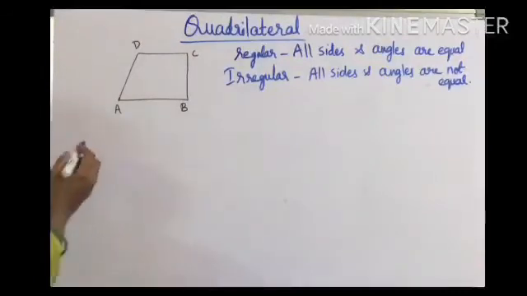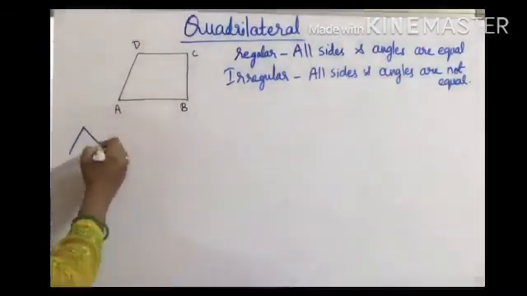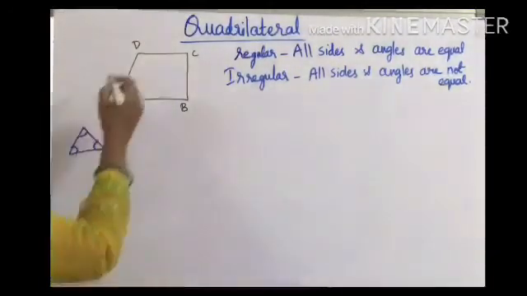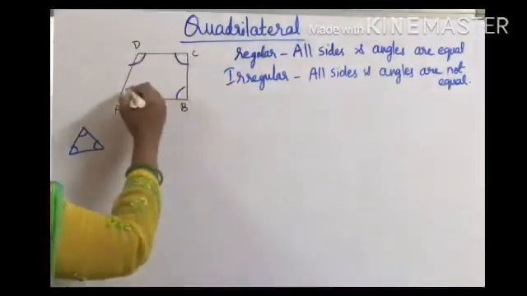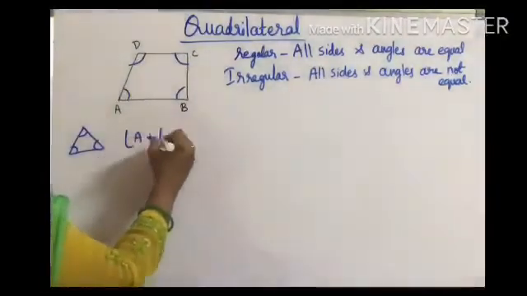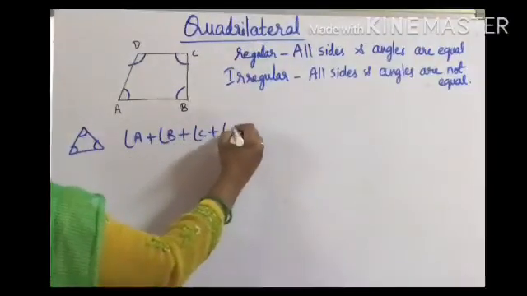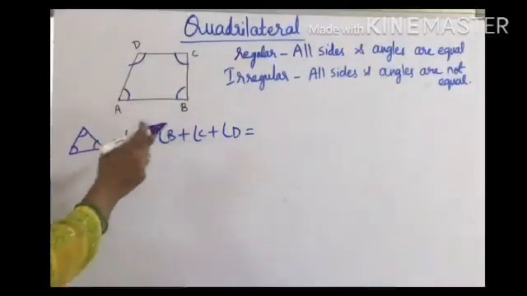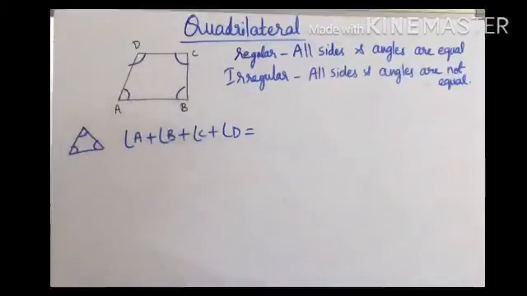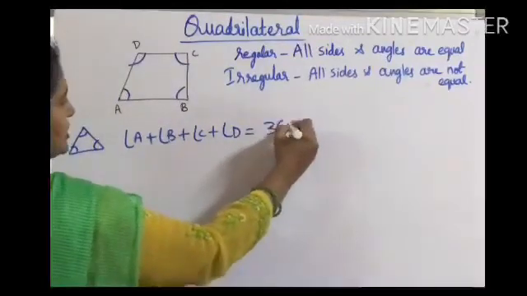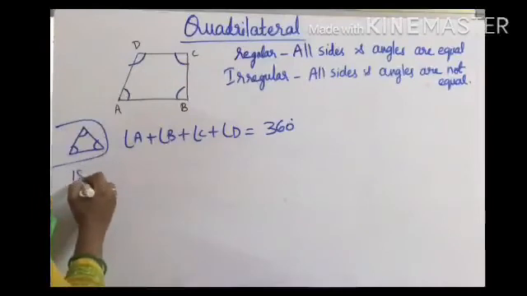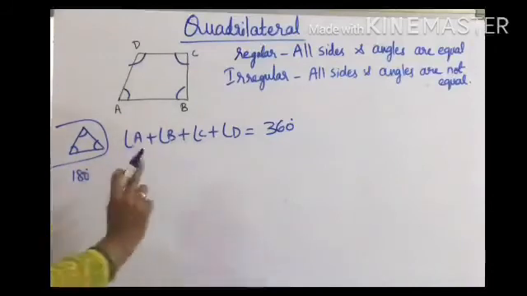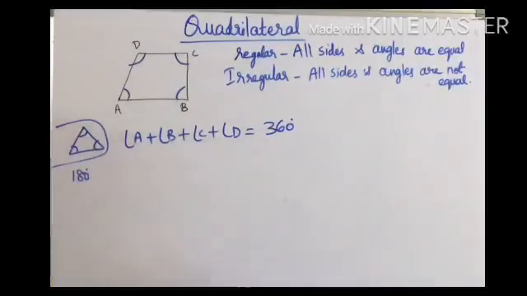And what about these angles? Here, you know in the triangle, sum of the interior angles in a triangle is how much? 180 degrees. Then what about this quadrilateral? In quadrilateral, we are having four angles: angle A, angle B, angle C, angle D. I am taking all the interior angles here. The sum of all the interior angles of a quadrilateral is how much? 360. For triangle, you know it is 180, and for the quadrilateral, you are having 360 degrees. So sum of all the interior angles of a quadrilateral is 360 degrees.